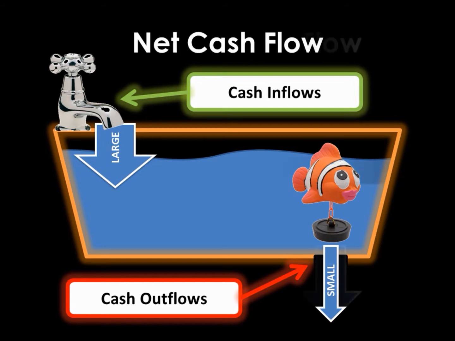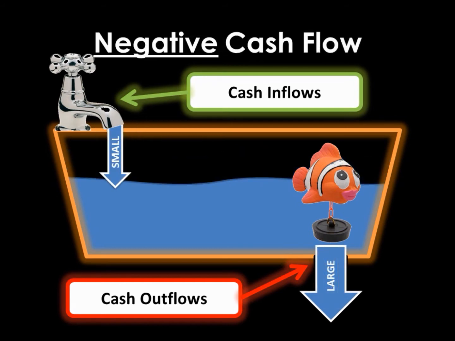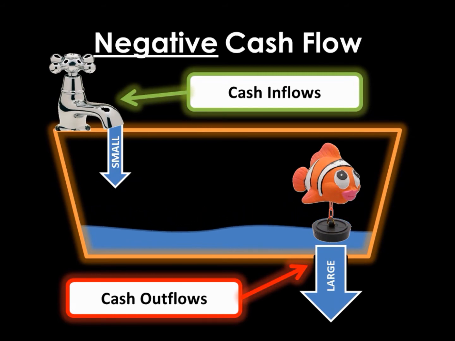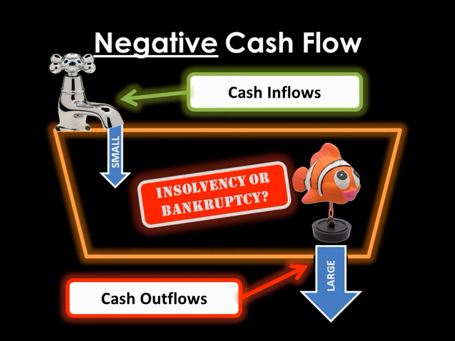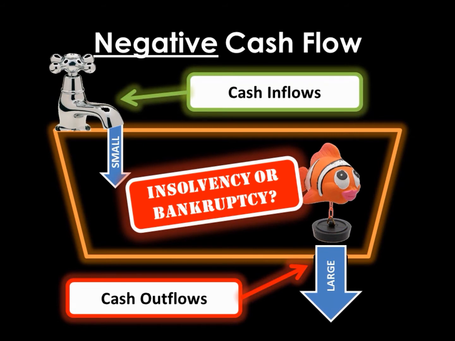Now, something businesses want to avoid, certainly in the long term, in the short term it's not a major problem, but in the long term is negative cash flow. Negative cash flow is where more money is leaving a business than is actually entering it. So you can see here our cash inflows are small, our cash outflows are actually quite large. If this happens over a sustained period of time, a business can actually find itself insolvent, not able to pay its bills, and ultimately this can lead to bankruptcy. So this is definitely a situation that we need to avoid.